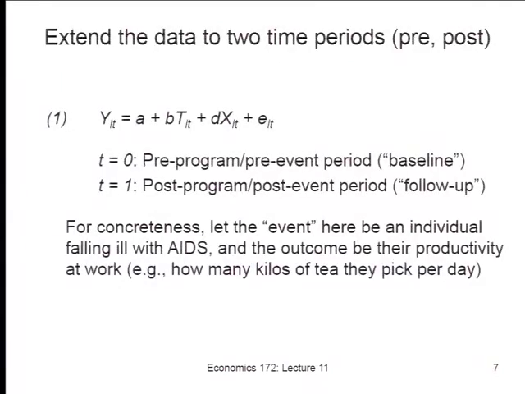We were discussing this method, difference in differences, and we're going to, in just a couple minutes, apply this to the case of tea pickers in Kenya and trying to understand how disease, in particular HIV/AIDS-related morbidity, affects their productivity. And this was the setup. We talked about how the difference between this regression equation and what we were looking at before is now we have 2 time periods. We have a baseline period, period 0, and a follow-up period, period 1. And the event here, or the relevant treatment, is when an individual falls ill with AIDS.